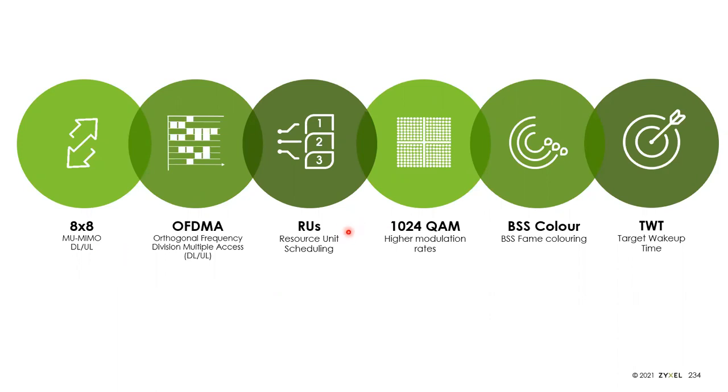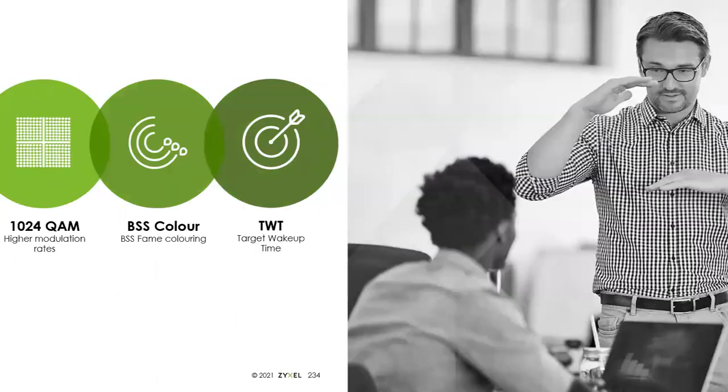Resource unit scheduling for more efficient use of broadcasting, reducing interference issues when multiple devices would try to transmit at the same time under the older standards. BSS coloring, basically being able to provide extra data on the frames to let devices know if they should be paying attention to that burst of packets or not. And target wake time, allowing devices to more efficiently go to sleep and know when to wake back up for better energy efficiency. So lots of cool stuff in Wi-Fi 6.